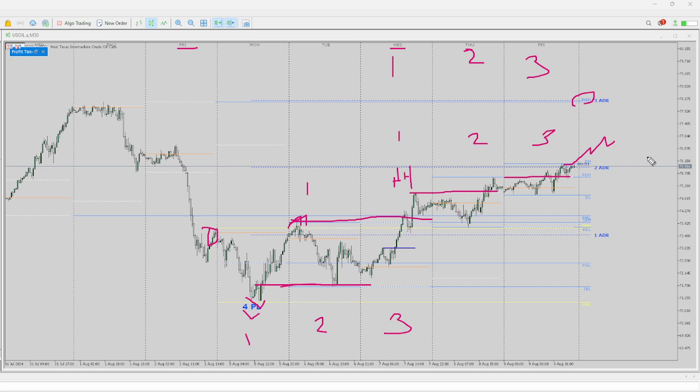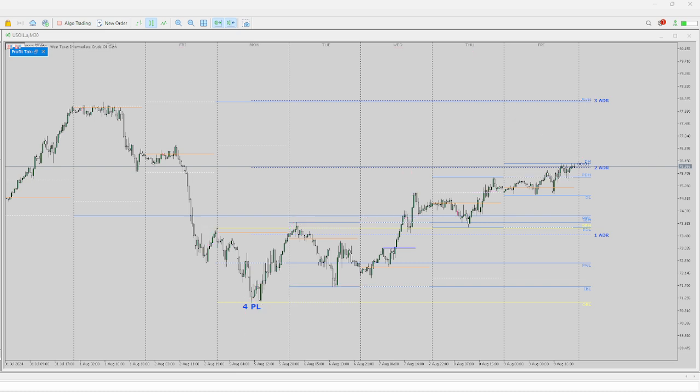But typically when we see this, then it's either going to give us a reversal, or it could just reset, right? It could just reset. But it's definitely a pair that I'll be looking at to see how it's going to play out when the market opens. Okay.